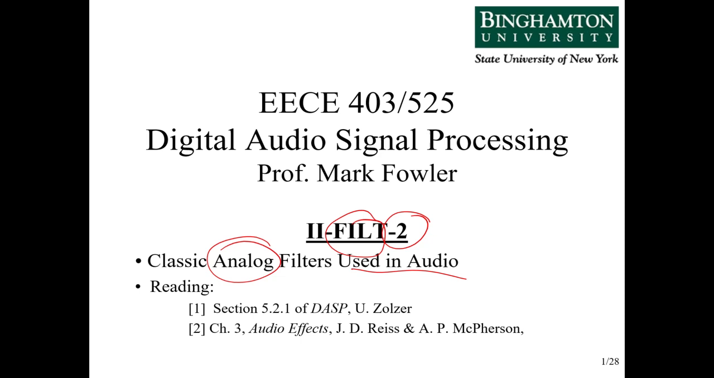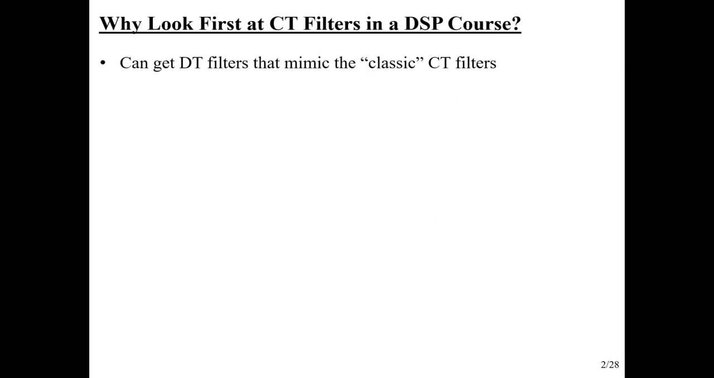There is some coverage of some of this stuff, particularly in the Zolzer book, but not all of the stuff in this video is from that, just maybe the second half of the video. So you might be wondering, hey, this is a digital audio course. We're doing DSP. Why are we talking about analog or continuous time filters? Well, I've alluded to this already in previous note sets.